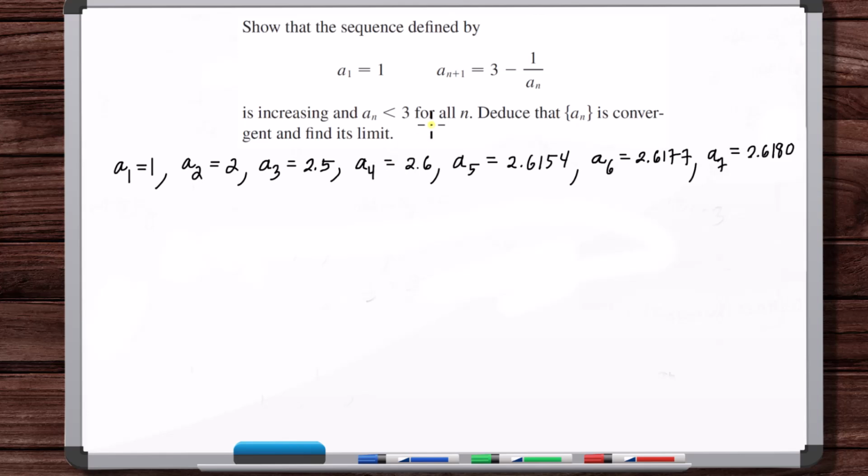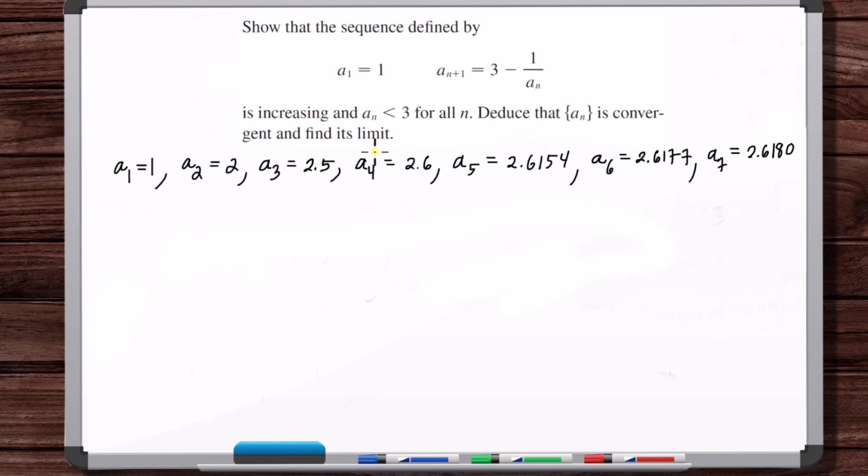So it does look like this is increasing. Every single term that we wrote out is greater than the previous term. And if it is increasing, then it's definitely bounded below at 1. It also looks like it could be bounded above, perhaps at 3, or at some number less than 3. It looks like it would never get to 3. But we need to prove this.